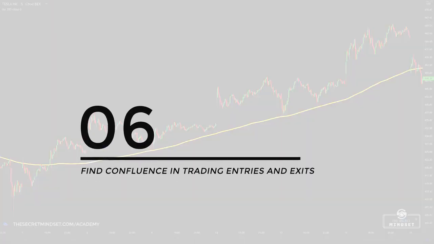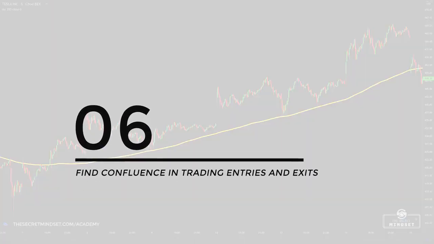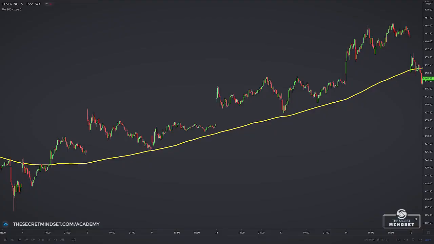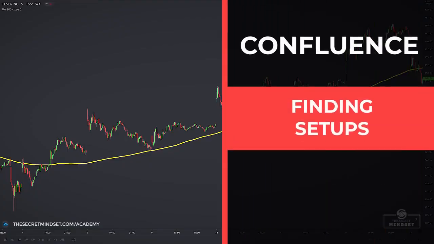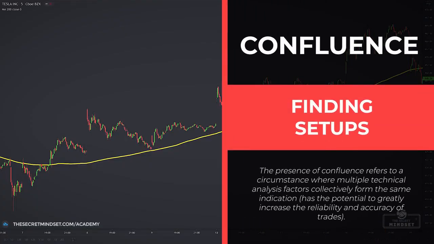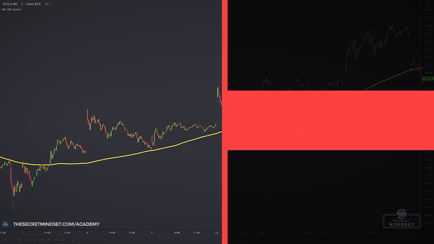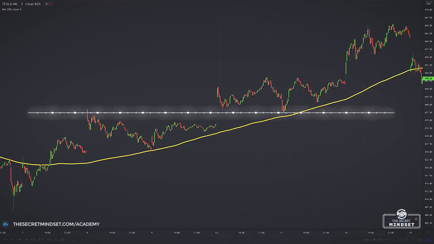Number 6. Find confluence in trading entries and exits. In trading, the presence of confluence refers to a circumstance where multiple technical analysis factors collectively form the same indication. Since multiple factors are combined, confluence has the potential to greatly increase the reliability and accuracy of trades. That's why confluence is the most important probability enhancer in trading.